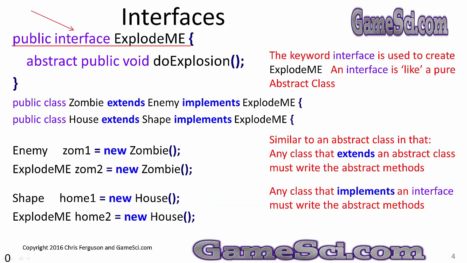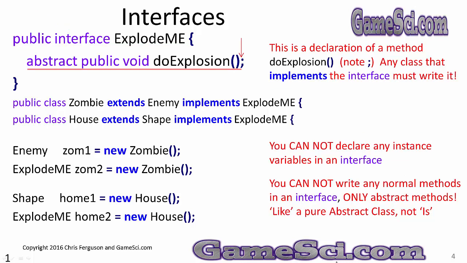Public interface ExplodeMe. The keyword interface is used to create ExplodeMe. An interface is like a pure abstract class. Similar to an abstract class in that any class that extends an abstract class must write the abstract methods, any class that implements an interface must write the abstract methods. And an interface is essentially a list of abstract methods.